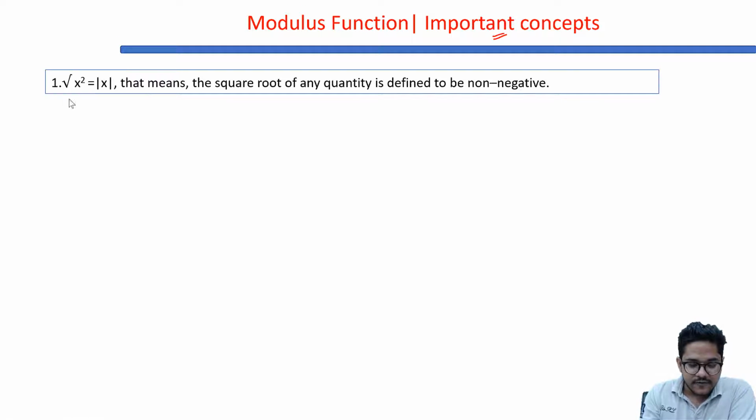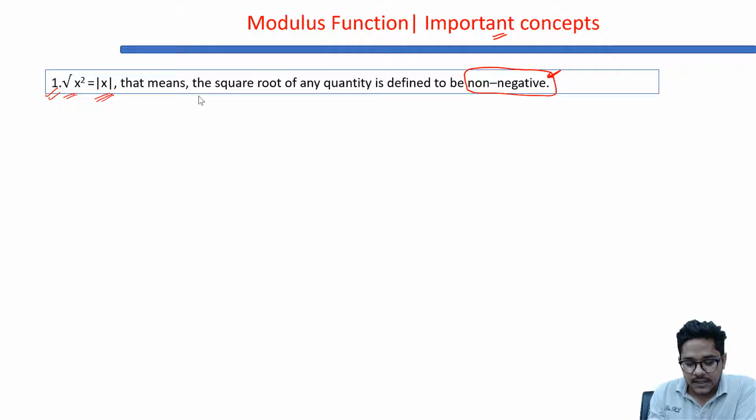It says that the square root of x square equals modulus of x. That means that a square root of any quantity is defined to be non-negative. So a square root of any quantity will always be non-negative. It means it will always be positive or non-negative. In the case of 0, it would be 0. So to be perfect, it is non-negative.